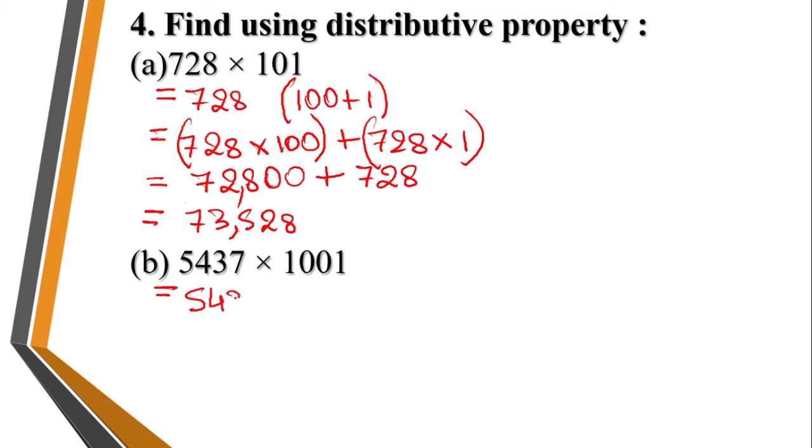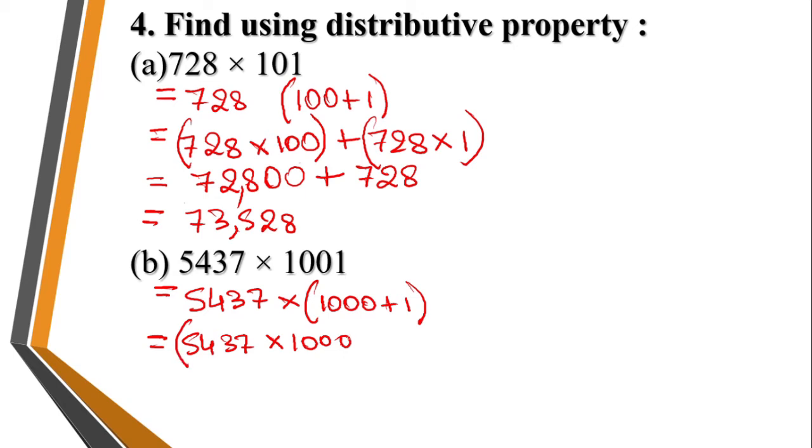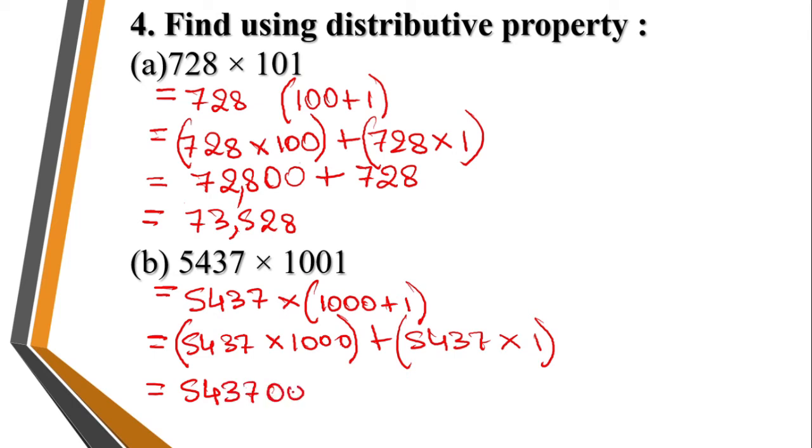So 5,437 will come as it is, and it will get multiplied with 1,000 plus 1, which is there inside the brackets. So this means 5,437 is getting multiplied with 1,000 in the brackets plus 5,437 is getting multiplied with 1 again in the brackets. Now 5,437 into 1,000, again we can ignore the zeros, and 5,437 into 1 is 5,437, and we will add the 3 zeros.